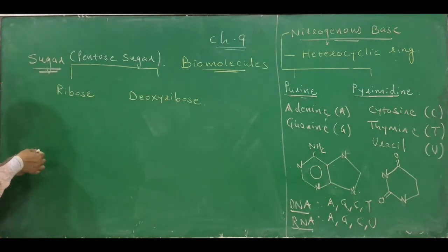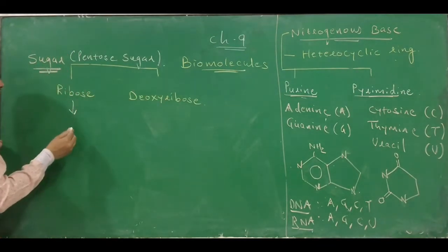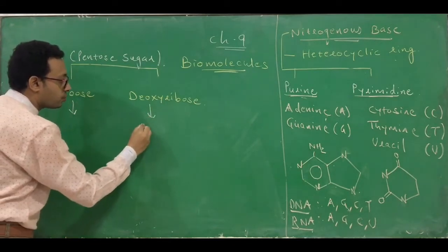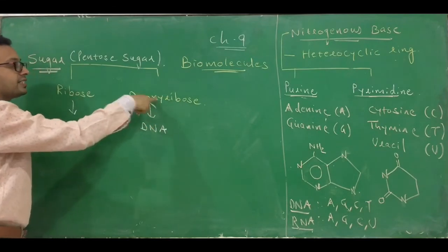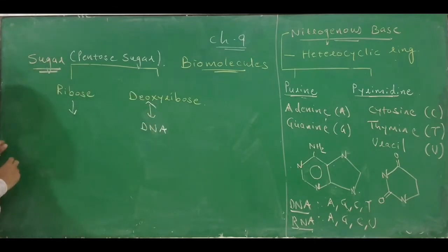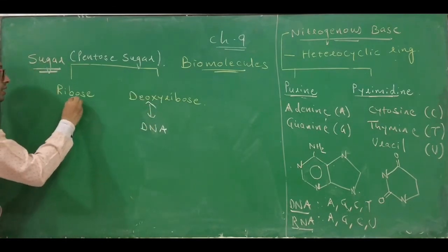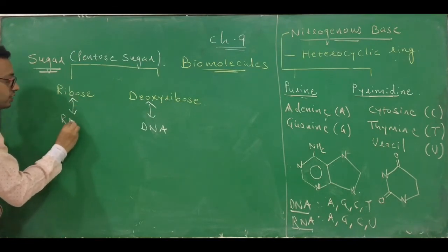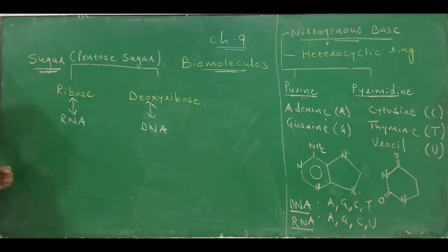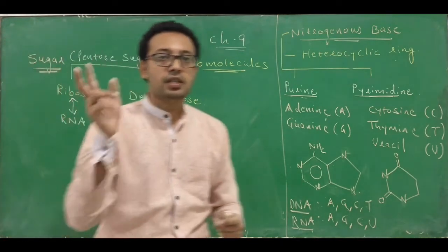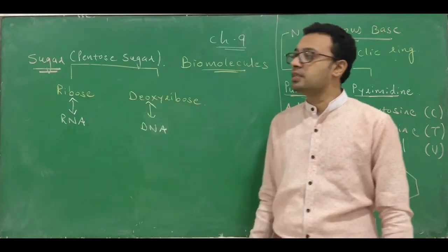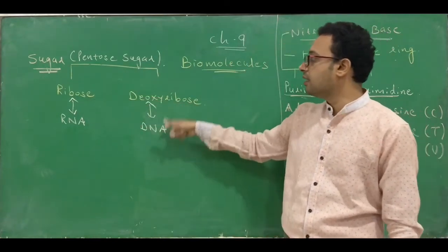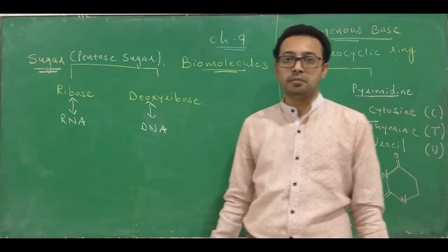Okay? In the structure of DNA, the sugar present is deoxyribose. In DNA, which pentose sugar is present? It's deoxyribose. In the structure of RNA, which sugar is present? It is the ribose sugar. Clear? So there are two types of sugars, ribose and deoxyribose. In RNA, the sugar present is ribose. In DNA, the sugar present is deoxyribose.